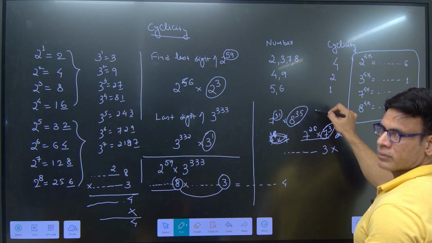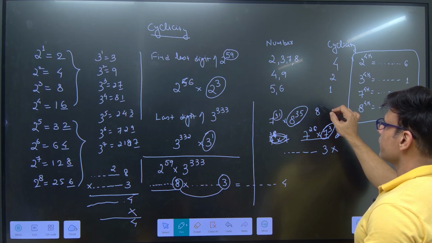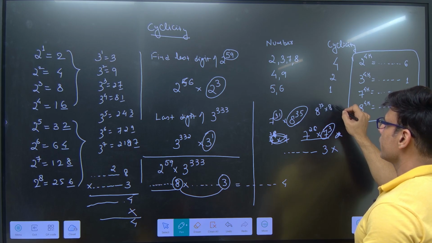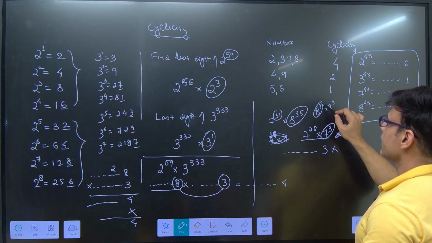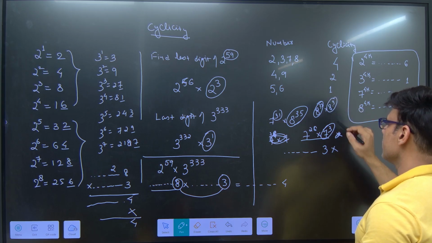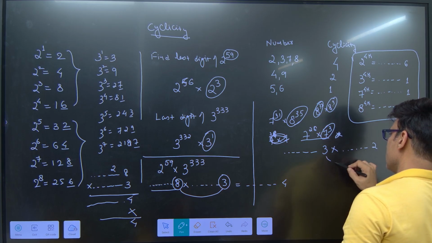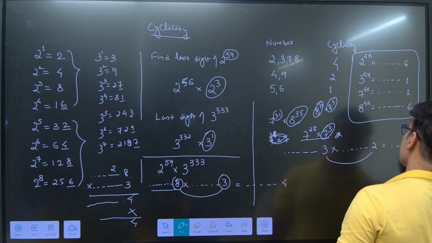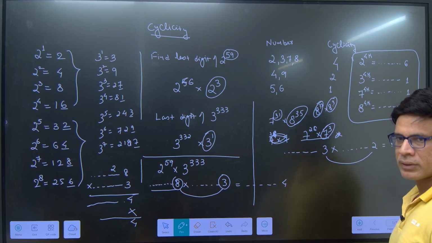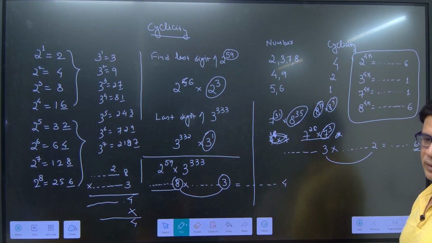8 raised to power 32 into 8 cube. So forget this, just focus on this. 8 cube is 512. So last digit will be 2. Multiply these, last digit will be 6. सबके लास्ट डिजिट को पकड़ के मल्टीप्लाई कर दो.